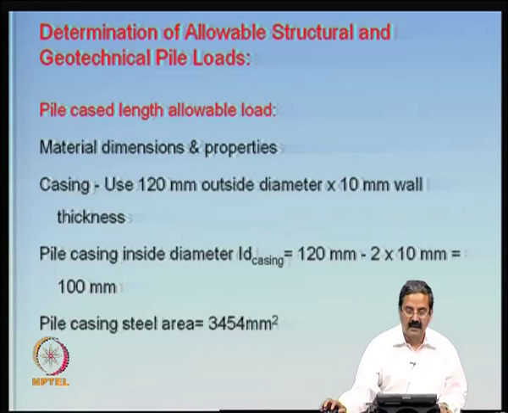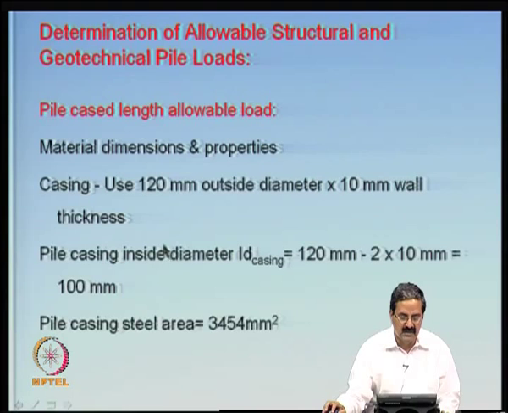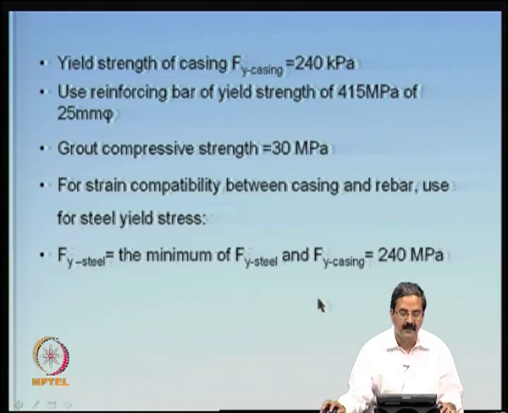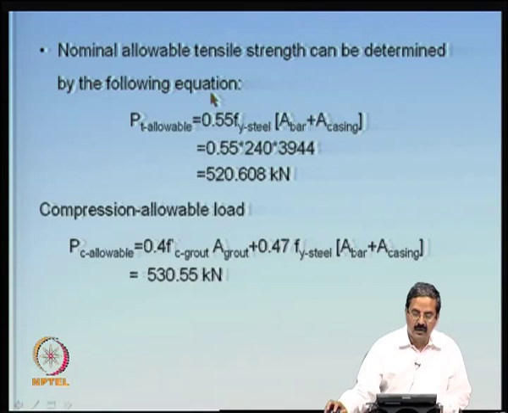And now I look at its structural capacity also, because the structural capacity should be more than the geotechnical capacity, since it should work as a micro pile. So, we can use 120 mm outside diameter, OD, with steel pipes or some simple casing, and you have the steel area calculated. We know the yield strength of this material, as I just said, the yield strength of the casing is about 240 MPa, and the reinforcement bar is 415 MPa with 25 mm diameter. We know the compressive strength, and strain compatibility we have seen in this formula. 240 is the minimum I had taken, and the normal allowable tensile strength can be determined using this equation.